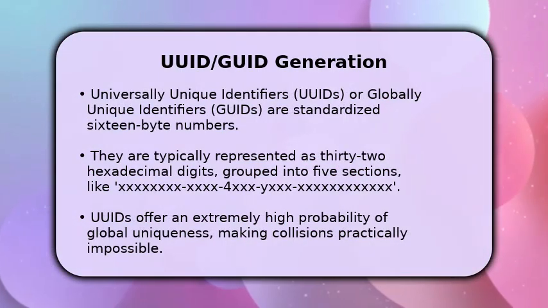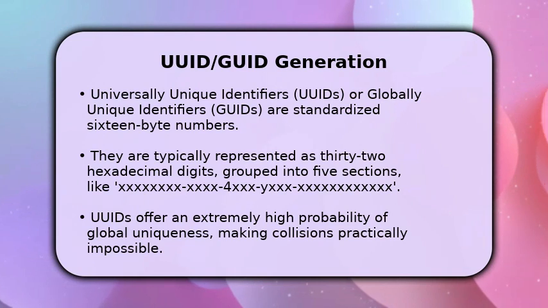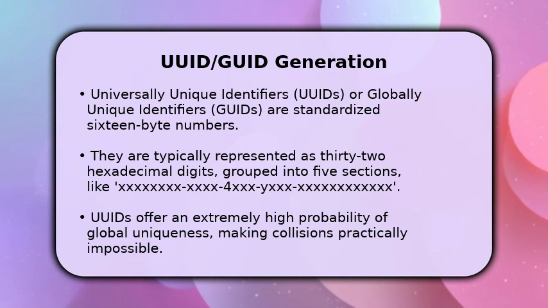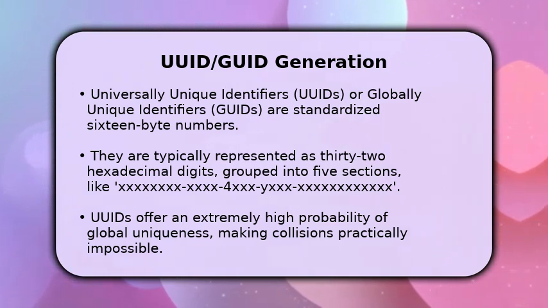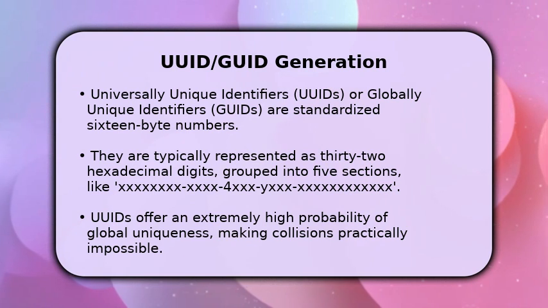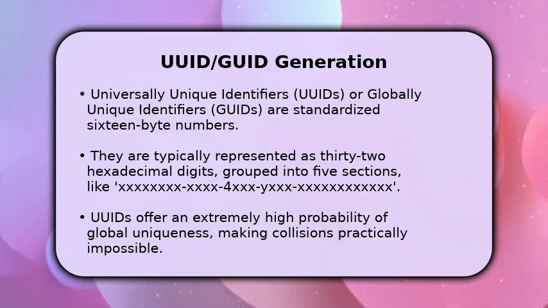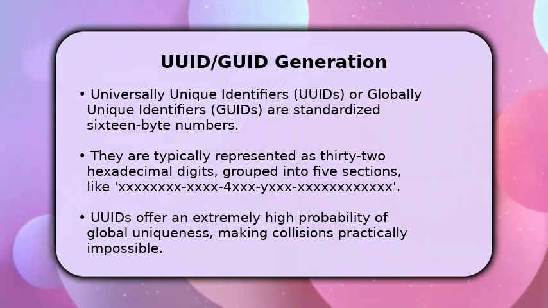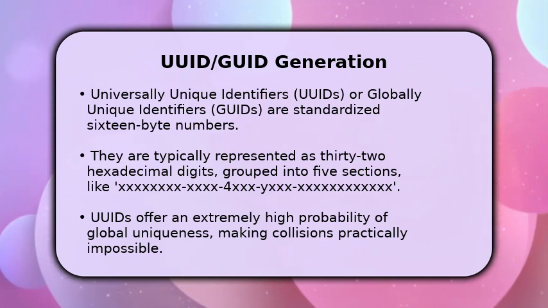Finally, for the highest level of uniqueness, we turn to UUIDs or GUIDs. These are standardized 16-byte numbers, often displayed as 32 hexadecimal digits, like a long string of letters and numbers. The mathematical probability of two UUIDs being identical is astronomically low, making them ideal for scenarios requiring global uniqueness across vast systems and over long periods.